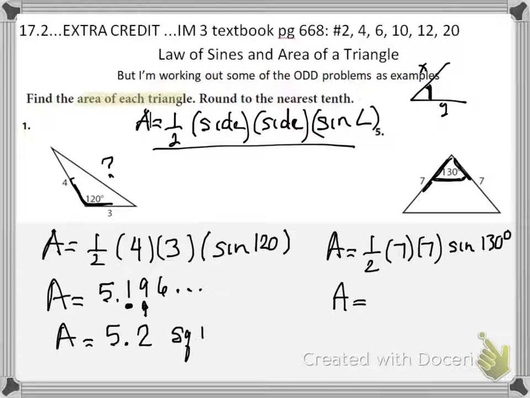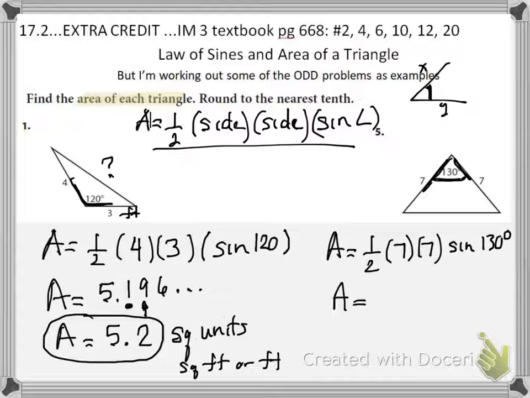They didn't tell me what. I could write square units. In my opinion, if they didn't bother to tell you what's on there, it's okay to just give the number part. But if this had been 3 feet, I would have had to say 5.2 square feet. I could have written that as square feet, or I could have written that as feet squared. They mean the same thing. But in this case, they didn't tell us, we don't have to write it.